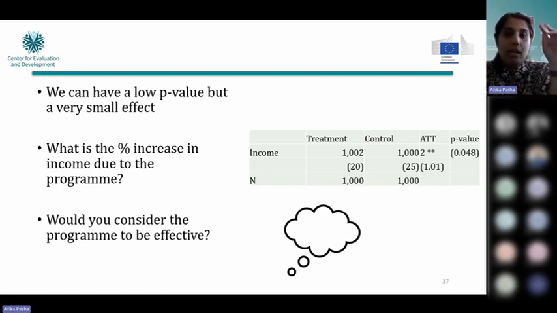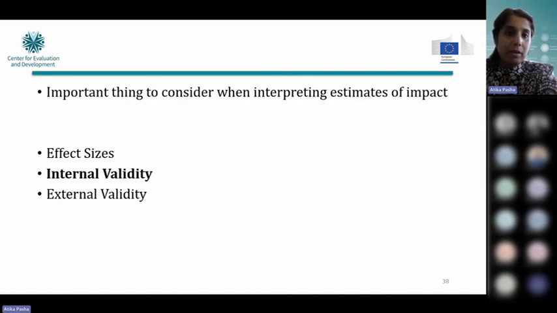So this is an important consideration when you're looking at your tables. Is this a big enough impact, right? Please remember, this is a hypothetical example I'm giving you. I hope it's not the case in your evaluations that you only see a difference of 2 units in terms of income. So it's important to consider effect size in the effectiveness of the program.